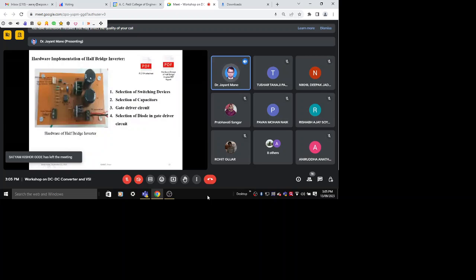DC input voltage is given through these terminals, and then this is the output terminal, and this is just the gate driver. The gate driver needs pulses. I have already said this in the morning.